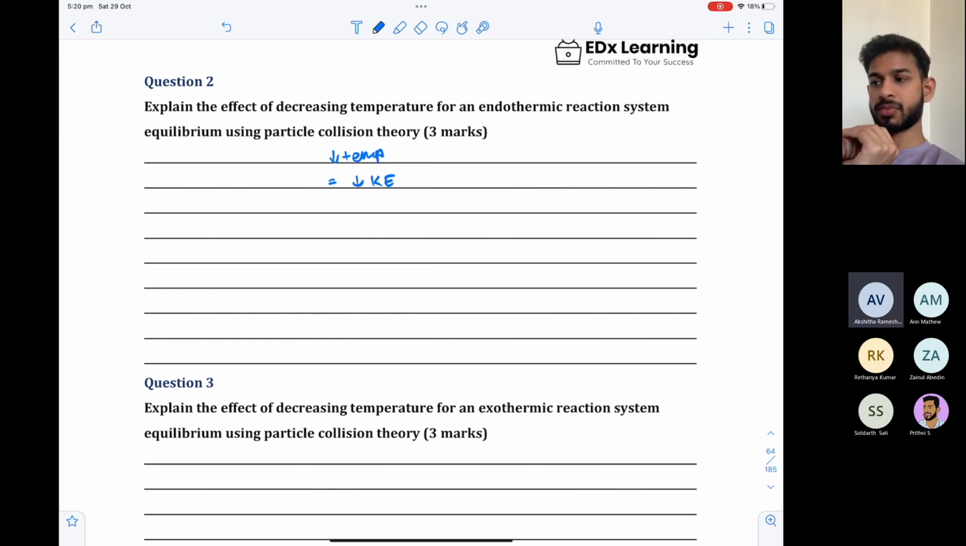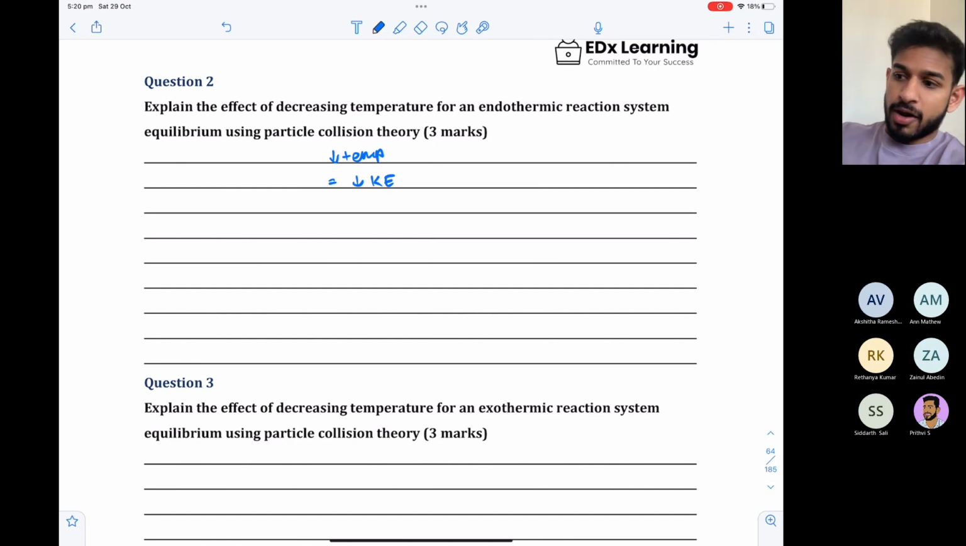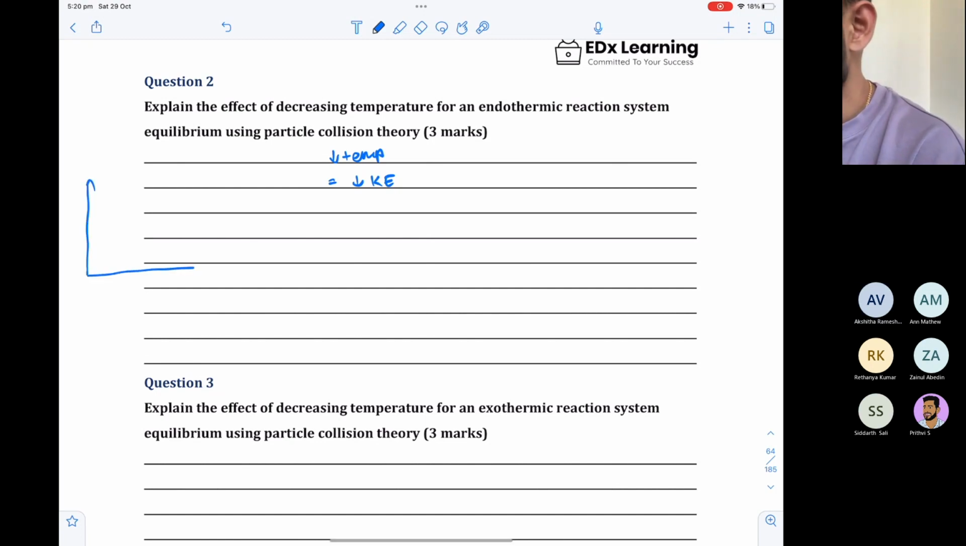I said that the forward reaction would have less successful collisions than the reverse reaction because there's a higher activation energy. Okay, very good. So now, like what we all should have done, and I'm sure Akshita did this, you drew the energy profile diagram for an endothermic reaction. And then you have to compare the enthalpies, right? So the forward reaction activation energy is humongous, and the reverse reaction activation energy is so tiny, right?